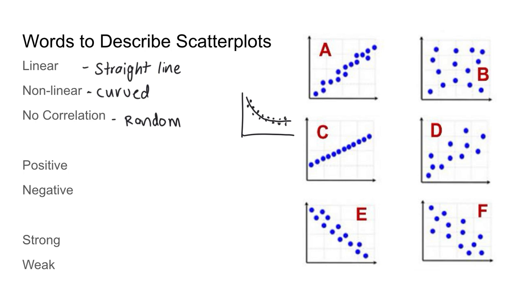If you notice in one like C, it's very obviously trending in a straight line, right? A is also trending in a straight line. E is trending down, but in a straight line. So we've got these linear associations in A, C, and E.